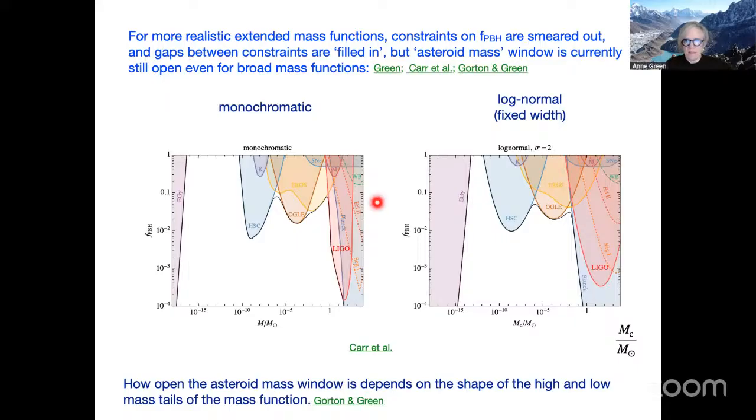And so still, in this case on the right, we've got this small sliver of parameter space that's still allowed. And really what's important if you want to know whether this asteroid mass window is allowed or not is the shape of the tails of the mass function. This gamma ray constraint will be from the high mass tail, the few of them that could be evaporating, and then this would be from the low mass tail over here. So it's the shapes of those things that determine how much these constraints close in.